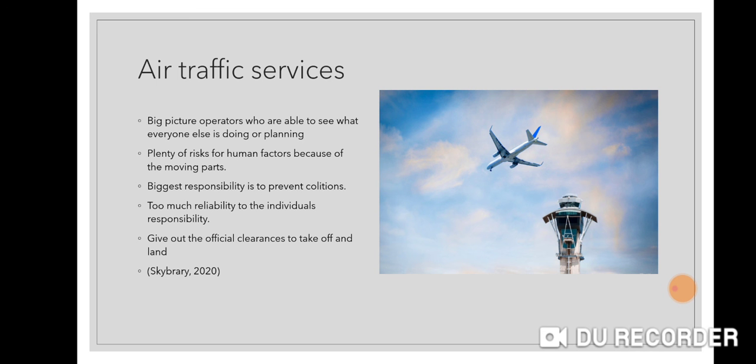Air traffic services are big-picture operators who are able to see what everyone else is doing or planning. This does include the tower, but there are other entities that gather everything together to know that everything's running smoothly and that nothing's out of place. There are plenty of risks for the human factor because of all the moving parts of the system. Of course, the biggest responsibility is to prevent collisions in midair or on the ground, making sure the pilot has right of way at all times. This is the entity that's officially given the authority to give clearances to take off and land.